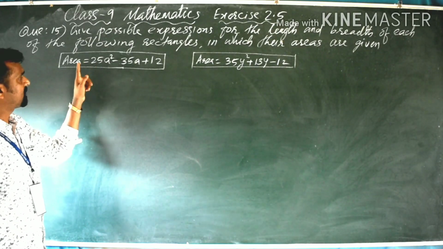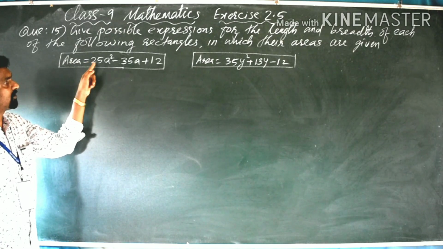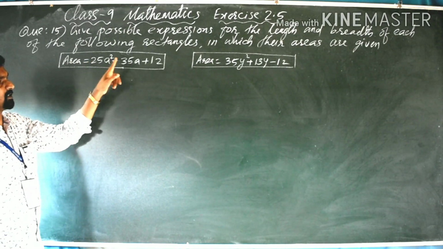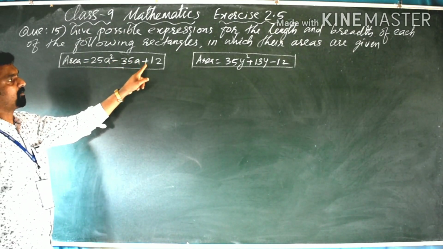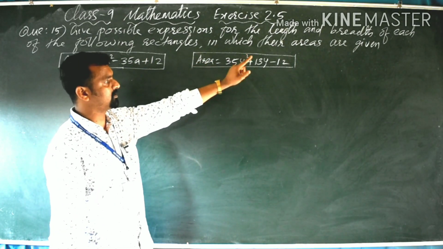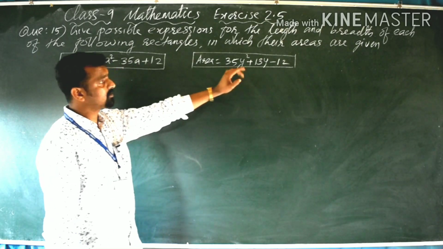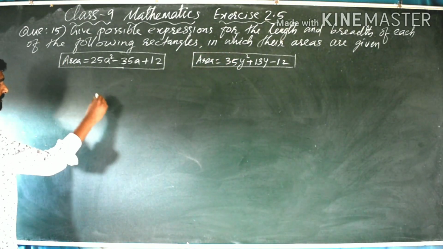So here the first question is given. The area of this rectangle is 25a square minus 35a plus 12, and the area of this rectangle is 35y square plus 13y minus 12. So we have to find out the length and breadth.